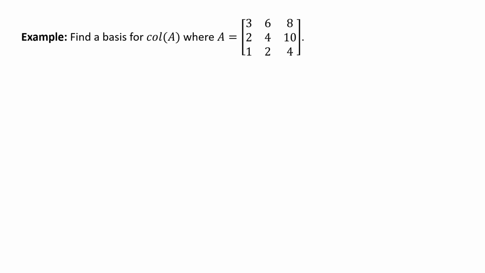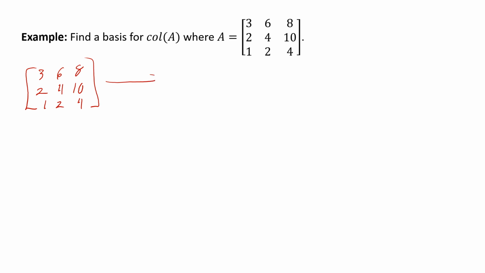So here's another example. We're going to find a basis for this column space of A, where A is this set. Now, just looking at this set visually, you can't really tell offhand if the columns are linearly independent or not. So we have to figure out whether or not the columns are linearly independent. So we're going to take this matrix and we're going to row reduce it. Our rows are 3, 6, 8, 2, 4, 10, and 1, 2, 4.